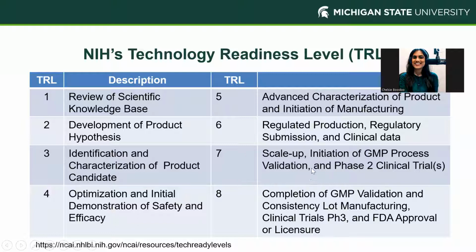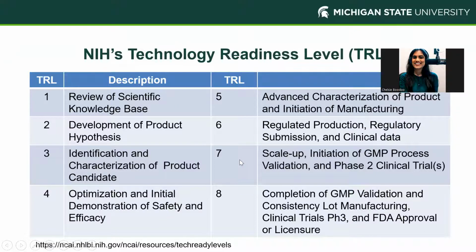TRL 7 is when you start scaling up. And if it is a diagnostic for clinical, for human diagnostics, you go into phase 2 clinical trials. And finally, TRL 8, you are going into phase 3 clinical trials. You're basically almost done with your evaluation of your technology.